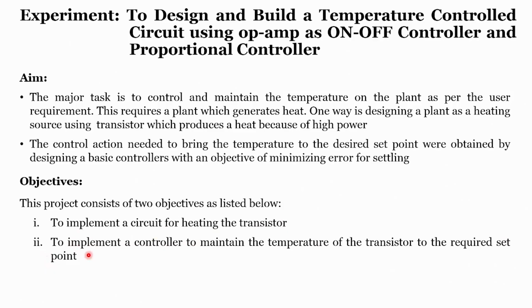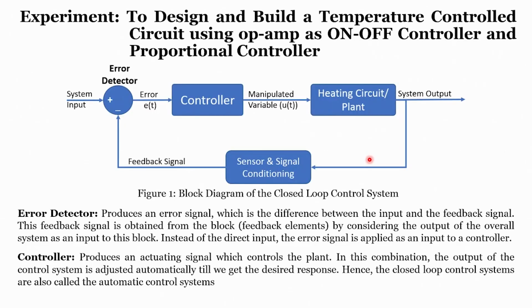By using operational amplifiers, the major thing is that we need to bring the temperature to the desired set point by designing a basic control with an objective of minimizing error for settling. That is the whole idea. So, in order to implement the system, one thing is we should understand how a closed loop control system looks like. If you recall our theoretical session, what the professor has discussed, this is the basic simple feedback system.